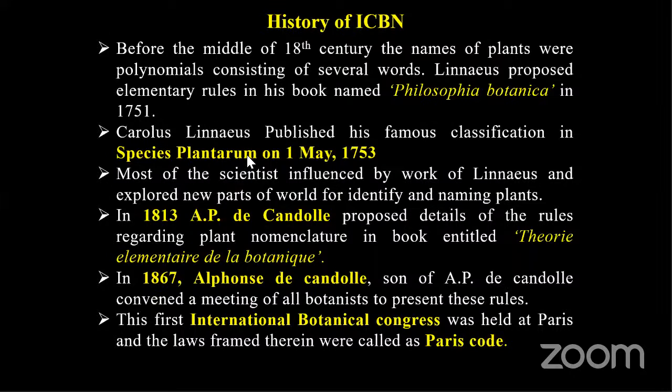After the Linnaeus classification system, which was published in Species Plantarum on 1st May 1753, his classification system was so famous that most of the scientists and workers from different fields, scientists from physics, mathematics, and chemistry, were attracted towards botany, and all shifted to the study of plants. That's why most of the scientists, influenced by the work of Linnaeus, explored new parts of the world for the identification and naming of plants.